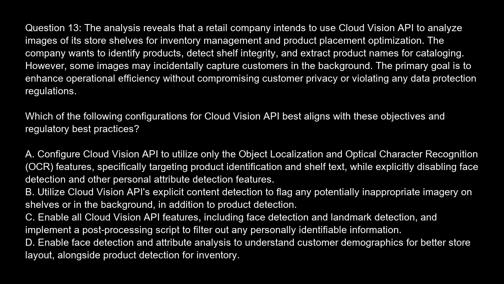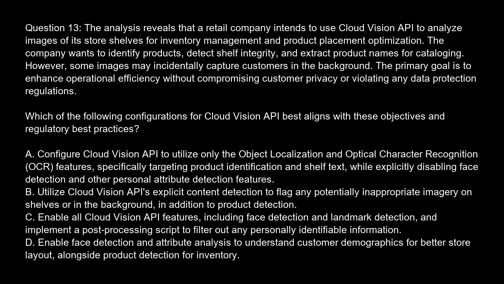Question 13. The analysis reveals that a retail company intends to use Cloud Vision API to analyze images of its store shelves for inventory management and product placement optimization. The company wants to identify products, detect shelf integrity, and extract product names for cataloging. However, some images may incidentally capture customers in the background. The primary goal is to enhance operational efficiency without compromising customer privacy or violating any data protection regulations. Which of the following configurations for Cloud Vision API best aligns with these objectives and regulatory best practices?